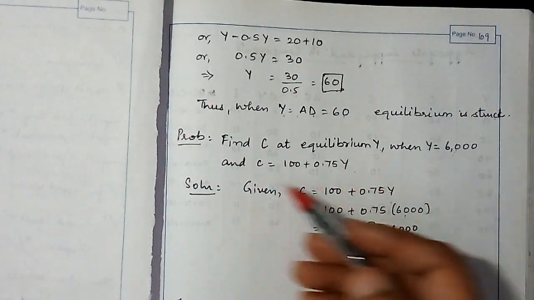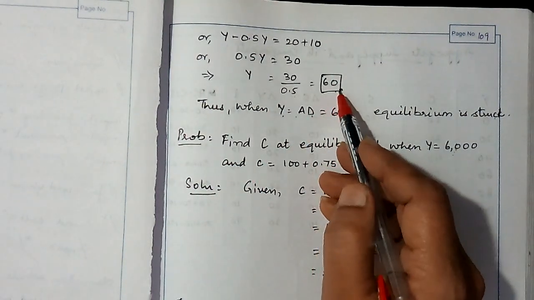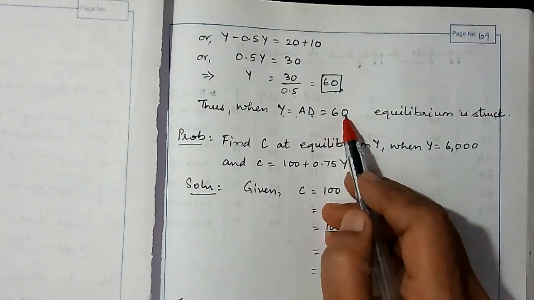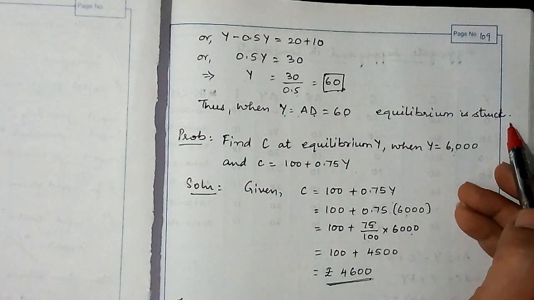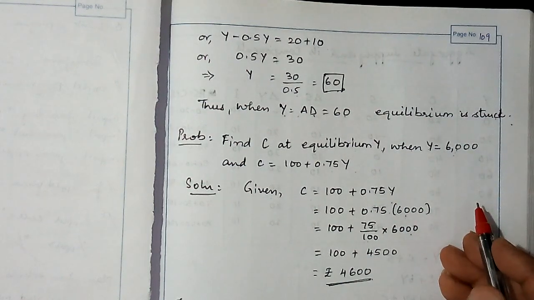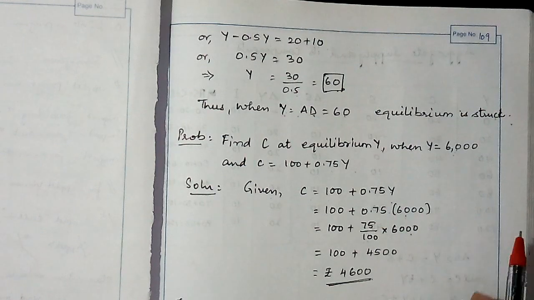AD was equal to AS at 60. Thus when AS or Y is equal to AD is equal to 60, equilibrium is struck. So that is where the economy works at equilibrium. Let's now try to solve one problem.